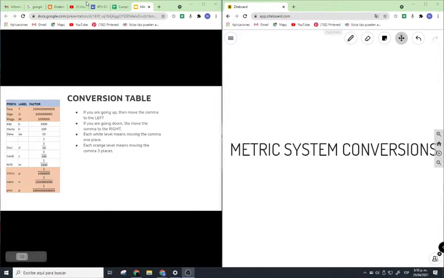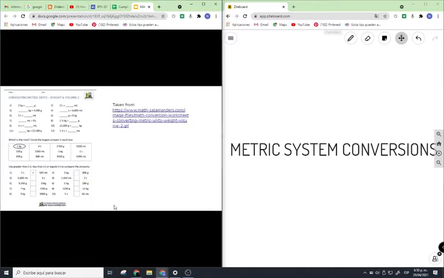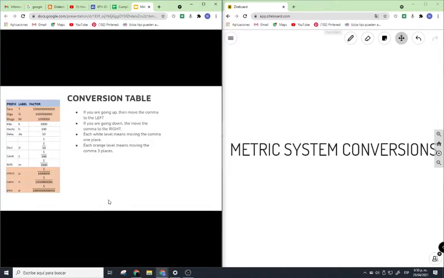So here are the rules. If you are going up in the table, you have to move the decimal comma of the number to the left. But if you go down, you have to move it to the right. Those are the first two rules.